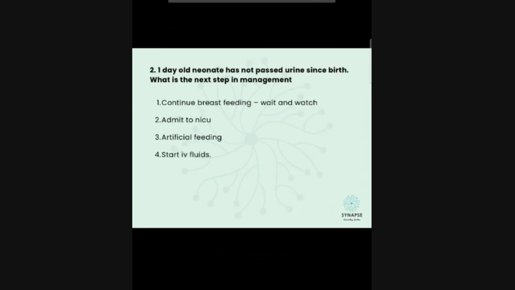Here, they have asked about a 1 day old, just a 24-hour old neonate, who has not passed urine since birth. So what are you going to do? Are you going to continue breastfeeding? Are you going to admit the child to NICU? Are you going to give any artificial feeds? Are you going to start IV fluids?